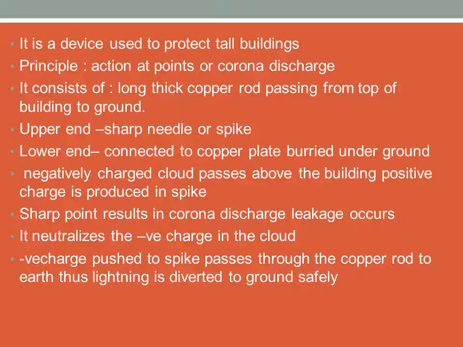So the negative charge is pushed to the spike, passes through the copper rod to the earth. Thus lightning is diverted to the ground safely. That is, the lightning is not stopped, it is just diverted to the ground safely. This is the working of your lightning arrestor or your lightning conductor.